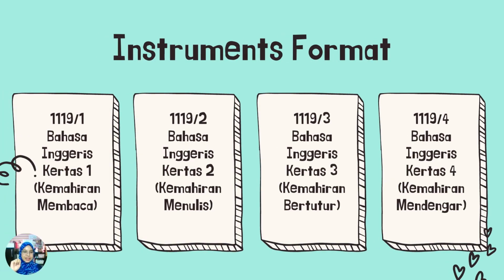Next, instrument. Just now we talked about instrument, right? Instrument format. Instruments are referring to the papers. Here, as we can see, there are 4 instruments for this year. First, you have 119/1 Bahasa Inggeris Kertas 1, in which you are going to be tested on your reading skill. This is the first instrument. Second, Bahasa Inggeris Kertas 2, 119/2, Kemahiran Menulis. So crystal clear, you are going to be tested on your writing skills. Third instrument, Bahasa Inggeris Kertas 3, 119/3, Kemahiran Bertutur.